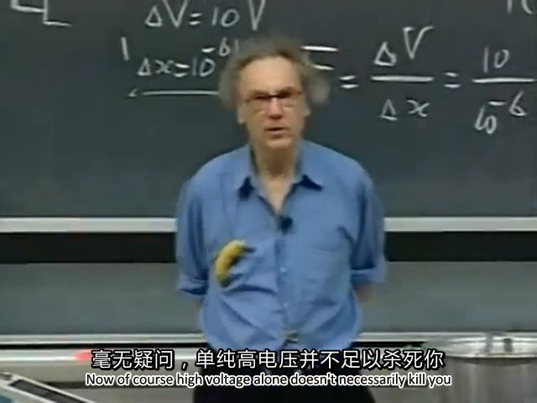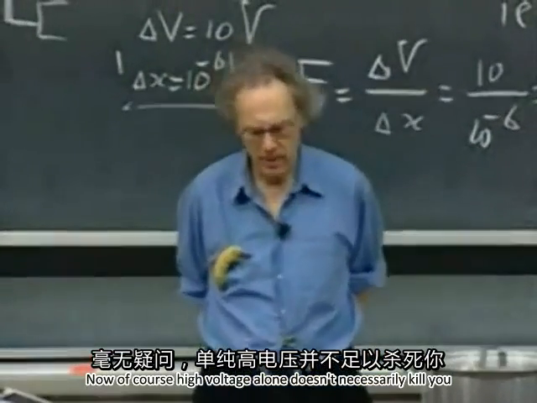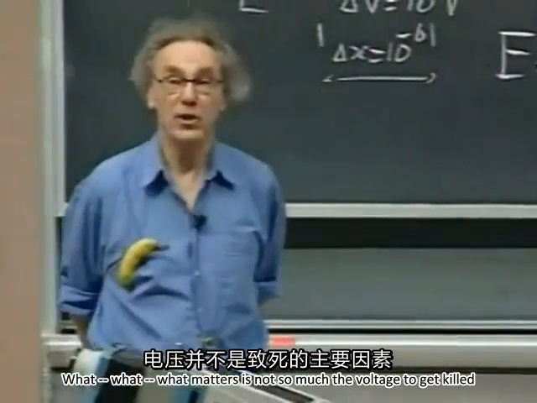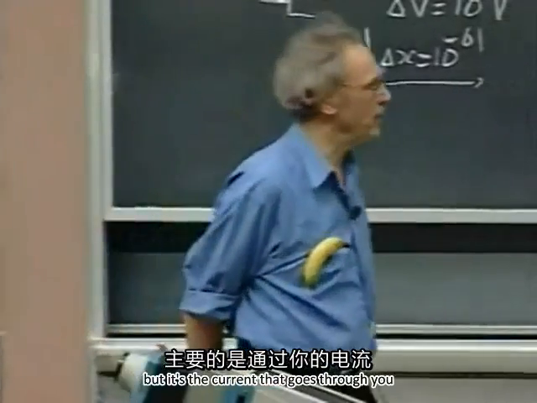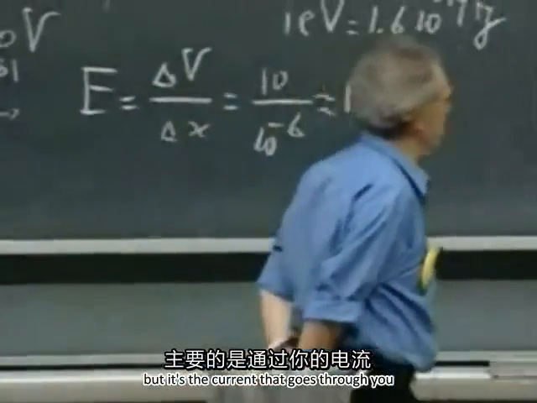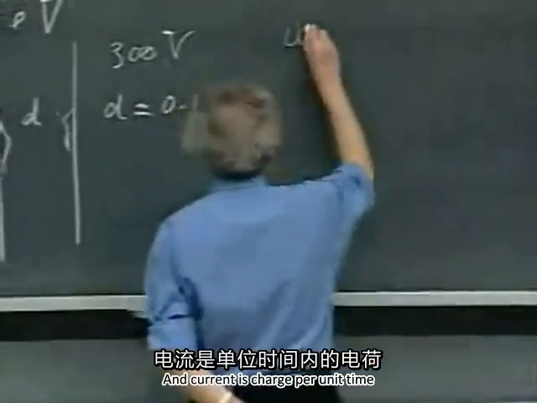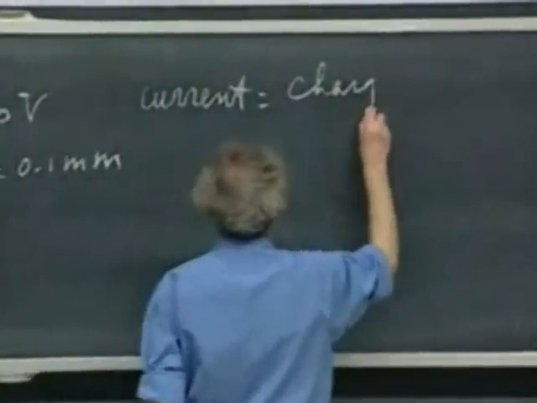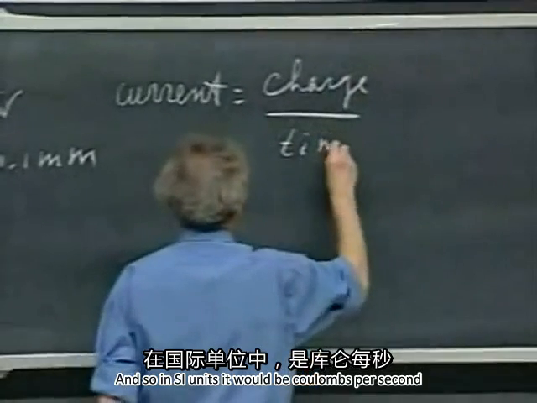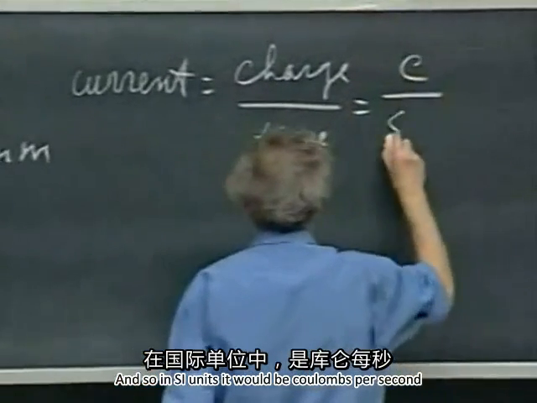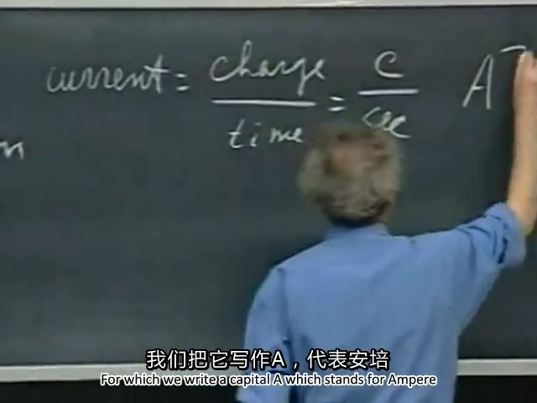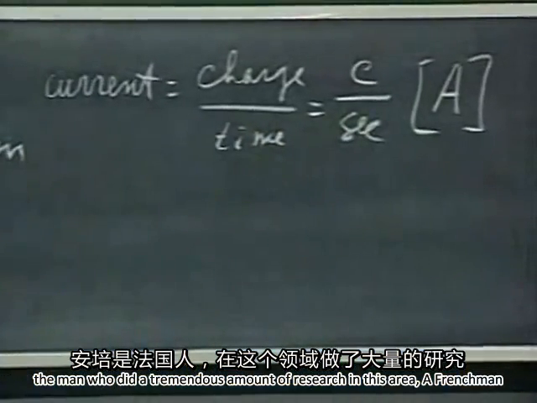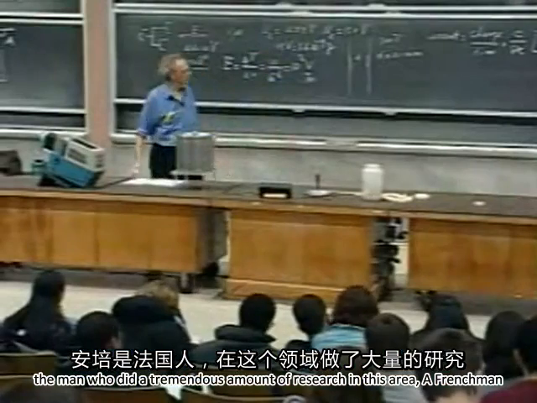Now, of course, high voltage alone doesn't necessarily kill you. What matters is not so much the voltage to get killed, but it's the current that goes through you. And current is charge per unit time. So in SI units, it would be coulombs per second, for which we write a capital A, which stands for Ampere, the Frenchman who did a tremendous amount of research in this area.